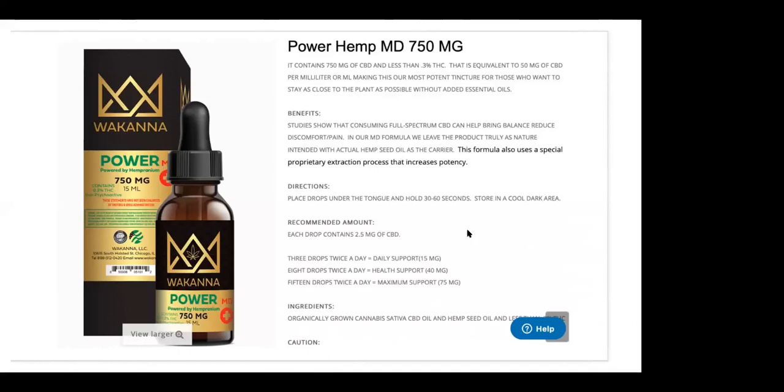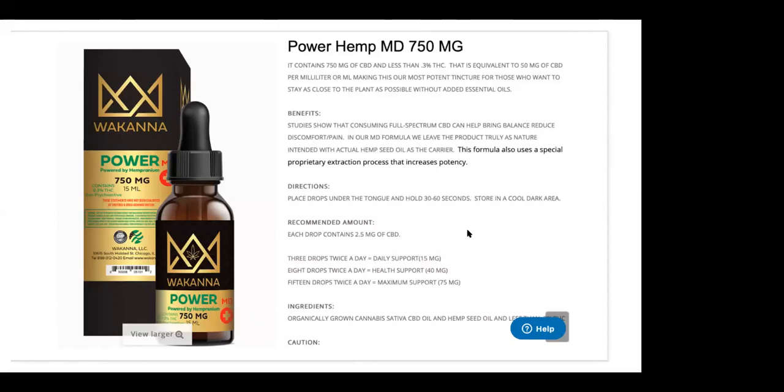This product is recommended to be used 3 drops twice a day, and that's a daily support. That may be for someone who has a thyroid issue or any other issue that you're using to address inflammation or pain, as well as a health support. That is 8 drops twice a day. That health support will give you 40 milligrams of CBD on a daily dose, as well as maximum support. That's for someone who needs that maximum support, maybe addressing some severe conditions. That's 15 drops twice a day.